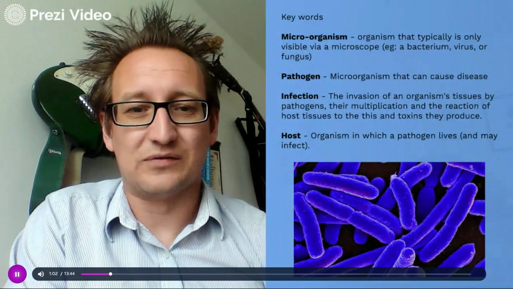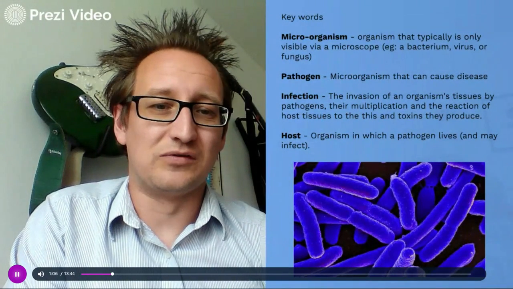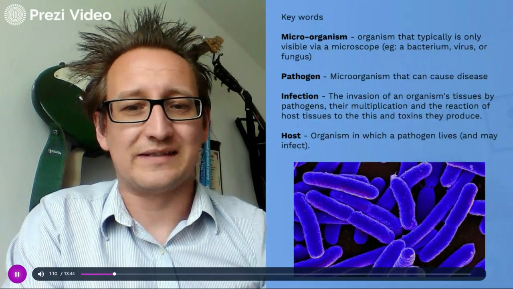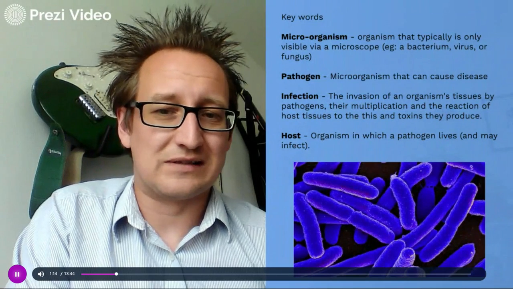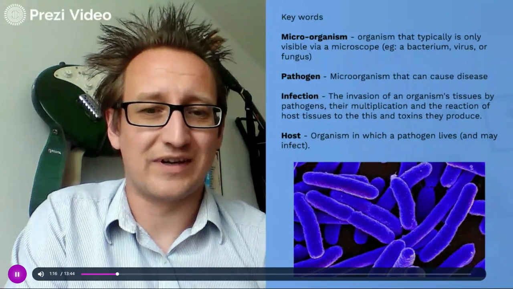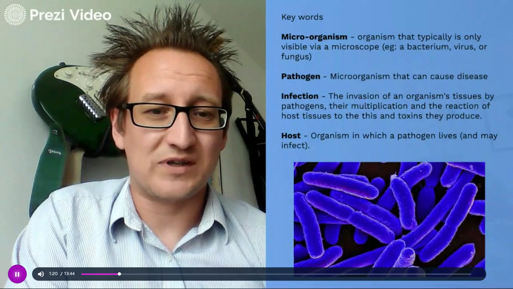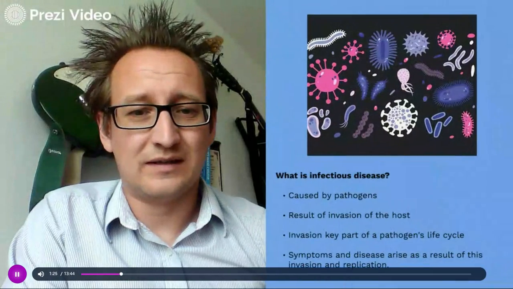This disease is what we call an infection. So an infection is when an organism invades another organism's tissues. They multiply, and it's the reaction of the host tissues to this, perhaps in the form of toxins or physical damage, that leads to the infection. And what we mean by the host is the organism in which the pathogen lives and may choose to infect.